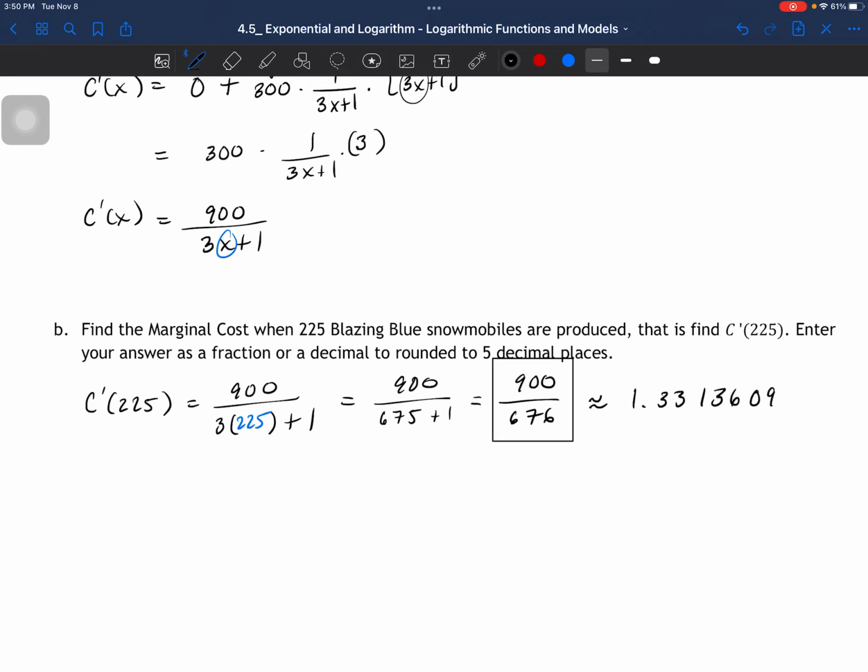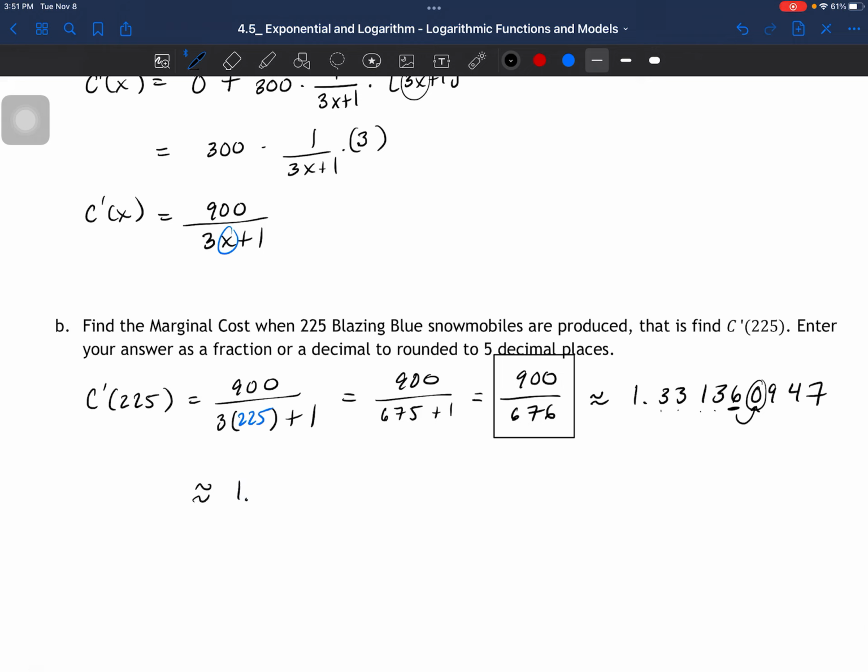Right, so that's our answer. You could also approximate this, 1.3316 by putting this in your calculator. Then you're gonna round this to 5 decimal places, so 1, 2, 3, 4, 5. Because the next digit is less than 5, this is roughly going to be 1.33136. There you go.